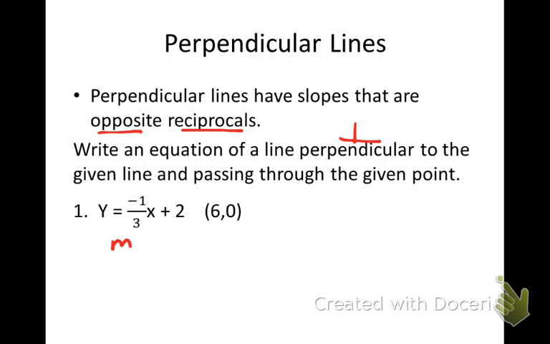So again, all we get out of this equation is our new slope. Well, this is a negative, so I know my new slope is the opposite of that, it's going to be positive, and then what's the reciprocal of 1/3? 3. So again, I'm done with that.